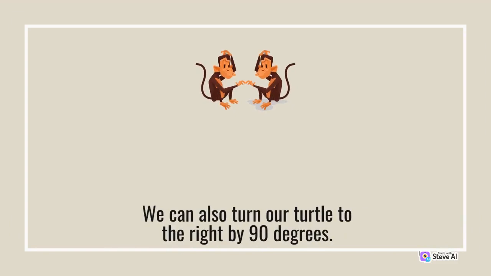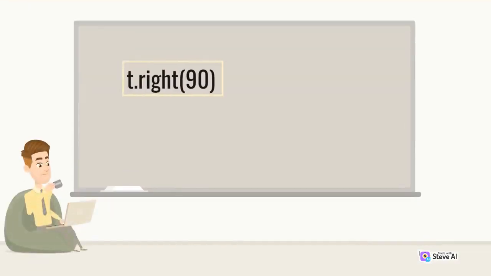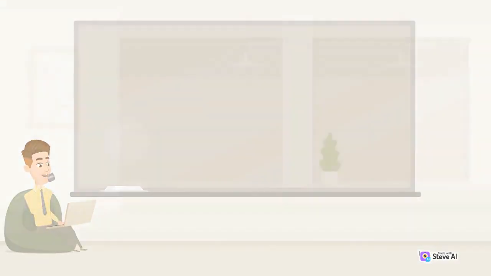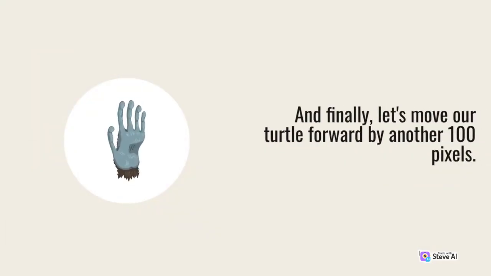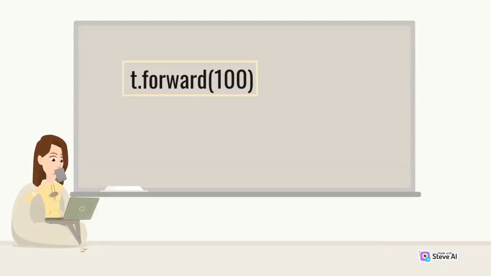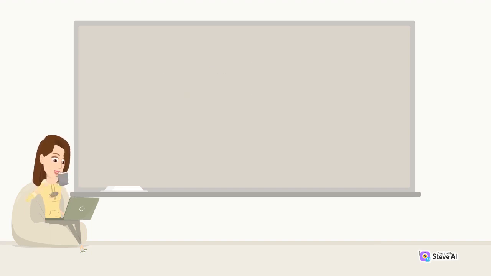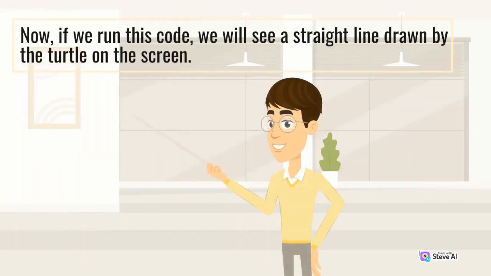We can also turn our turtle to the right by 90 degrees. t.right(90). And finally, let's move our turtle forward by another 100 pixels. t.forward(100). Now, if we run this code, we will see a straight line drawn by the turtle on the screen.